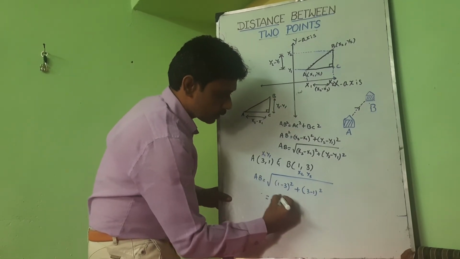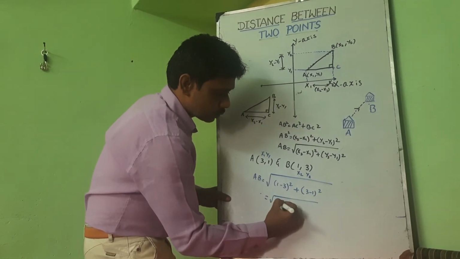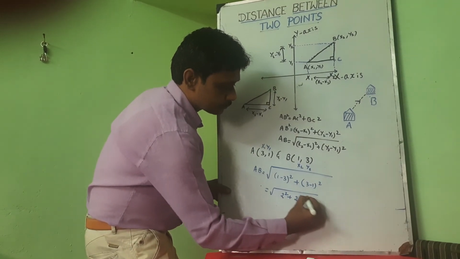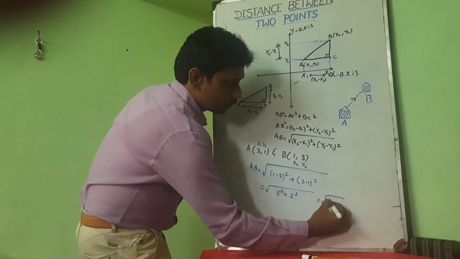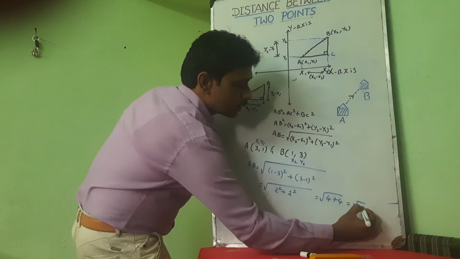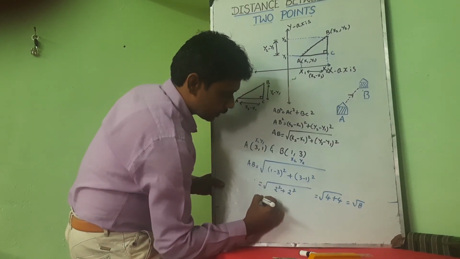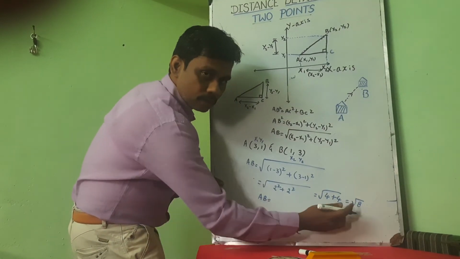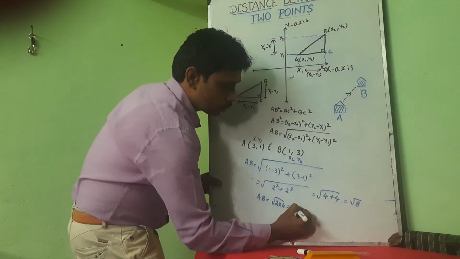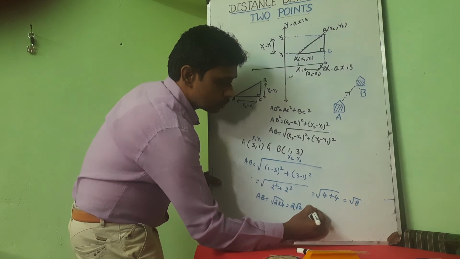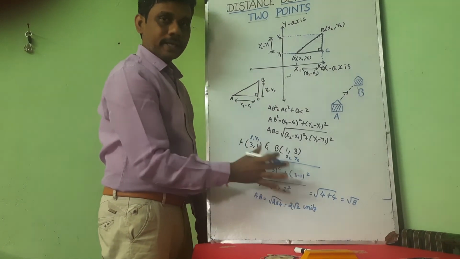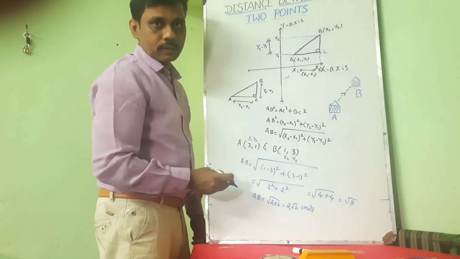From this, 1 minus 3 gives 2 square, and this is also 2 square. Further we can write 4 plus 4, and we will get root 8. Further if you simplify this, we will get AB is equal to the square root of 2 into 4, so 2 root 2 units. So this is the distance between these 2 points in the xy plane by using this formula. Thank you.